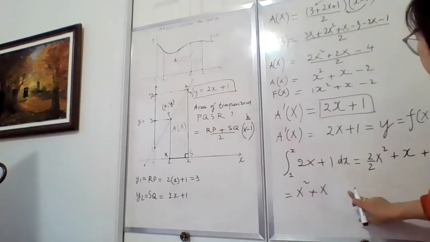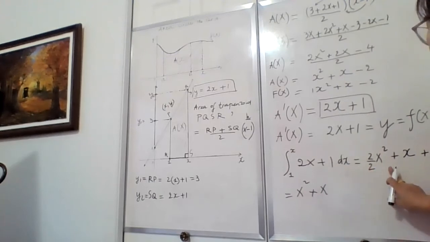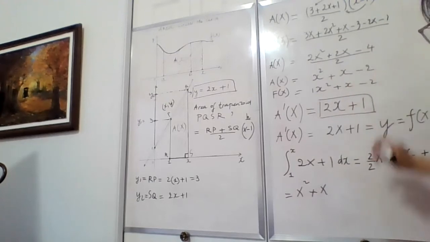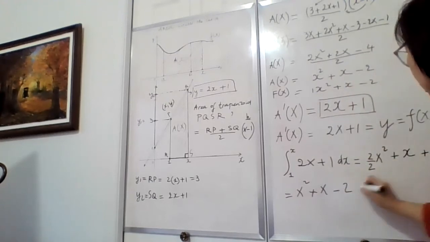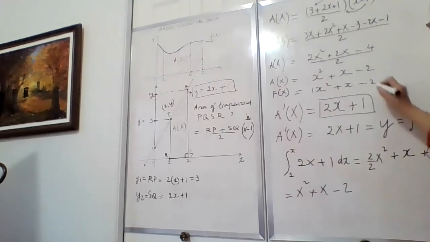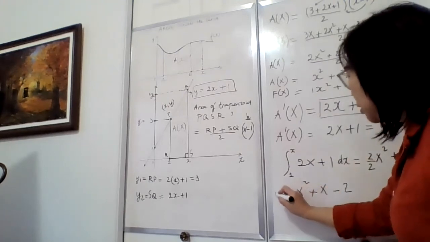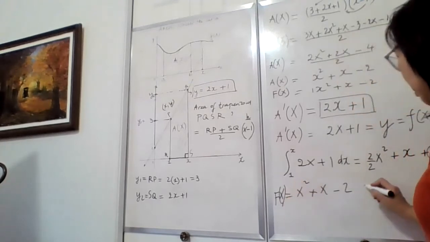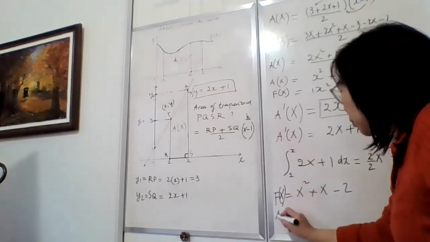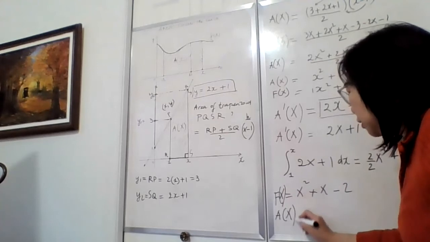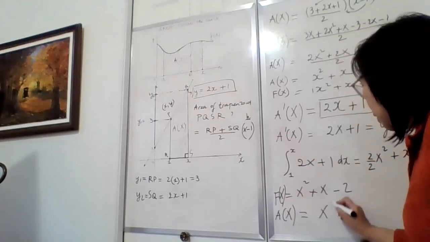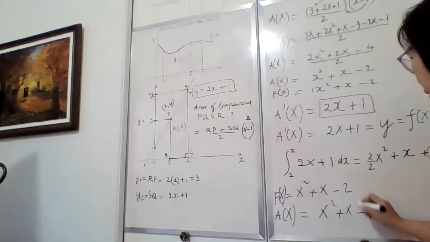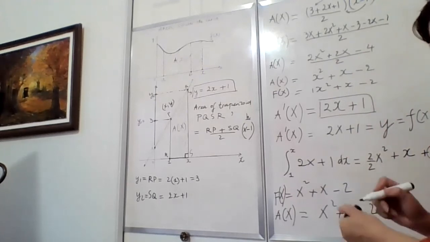So if we do the antiderivative, we get x squared plus x, which is this function. And our c in this case is minus 2. This c here is minus 2, right? So if we do the antiderivative, we get back to the f of x function, or we get back to the area function, which is x squared plus x plus c, and in this case, our c is minus 2.